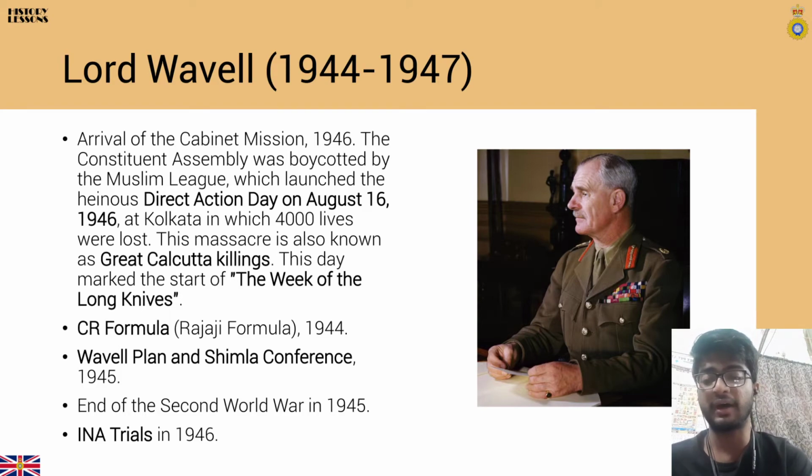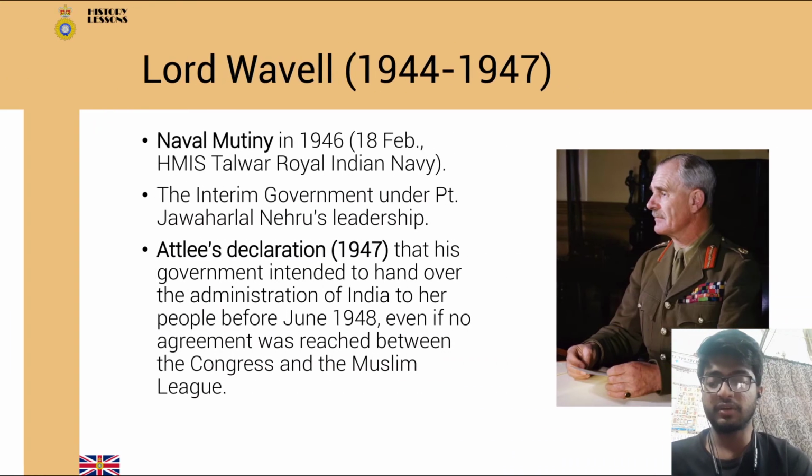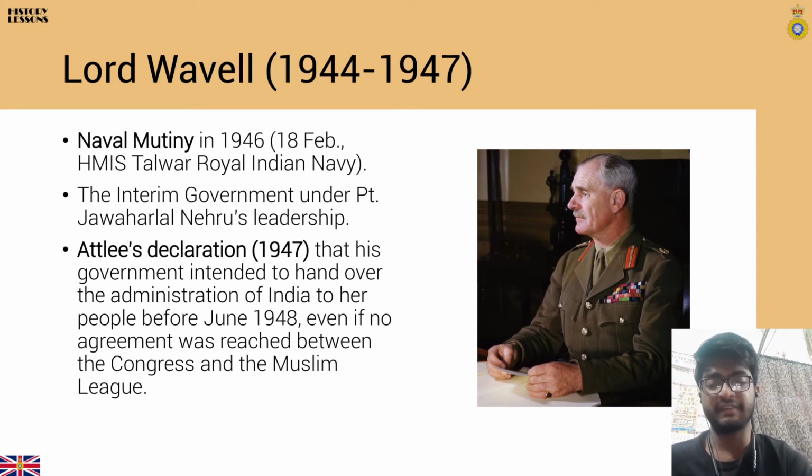The CR formula, that is the Rajaji formula, came in 1944. The Wavell Plan and Shimla Conference happened in 1945. The end of the Second World War in 1945. The INA trials in 1946. This all happened during the reign of Lord Wavell, 1944 to 47. Next, the Attlee Declaration in 1947: the government intended to hand over the administration of India to Indian people before June 1948, even if no agreement was reached between the Congress and the Muslim League. This all happened during the reign of Lord Wavell.